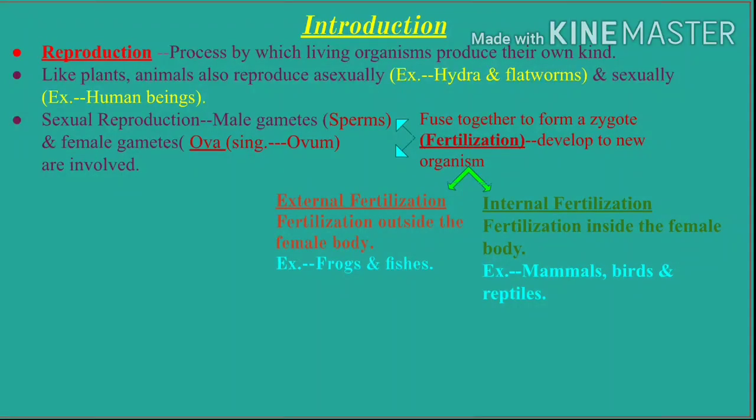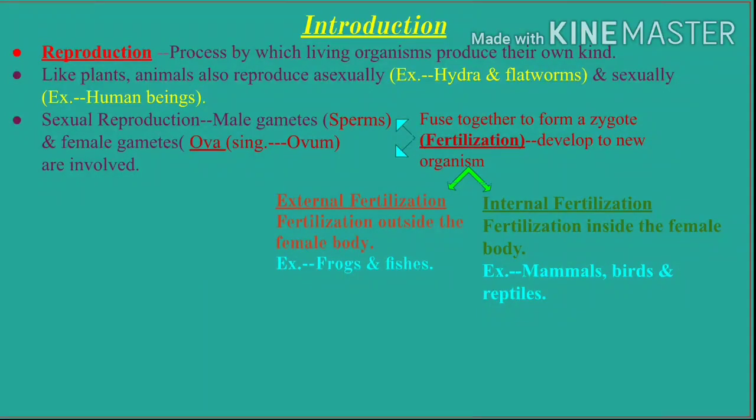In sexual reproduction, male gametes, the sperms, fuse with female gametes, the ova, and there is the formation of a zygote. After fertilization, that is, after the formation of the zygote, an embryo is formed and then the young one is formed. That is sexual reproduction. Here external as well as internal fertilization are also given.